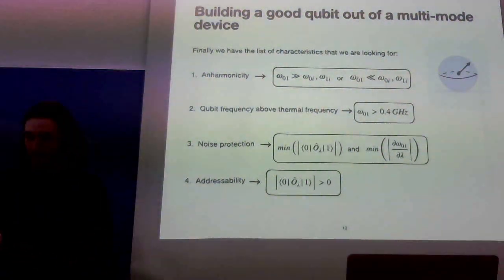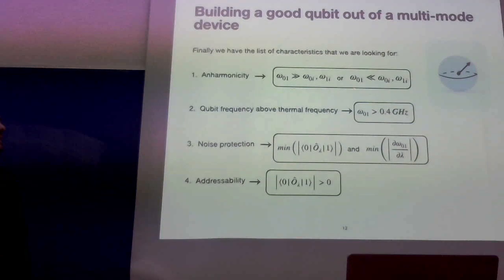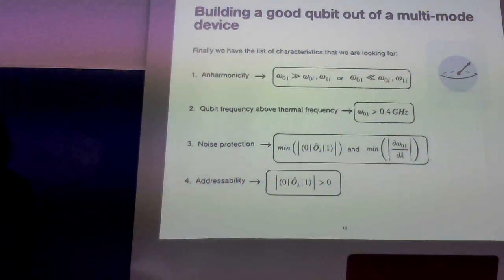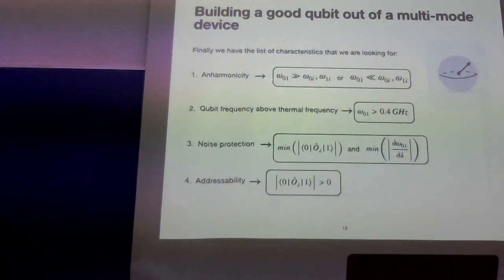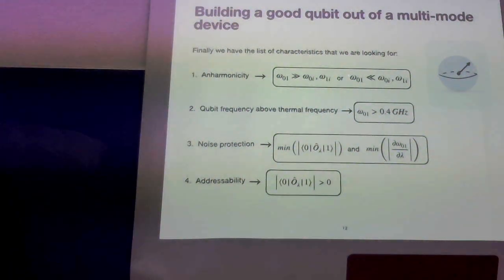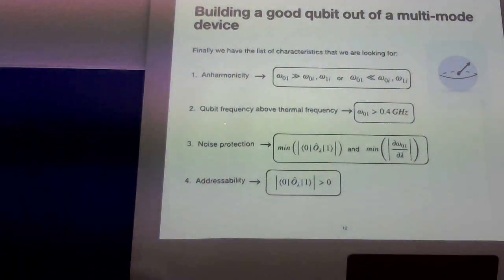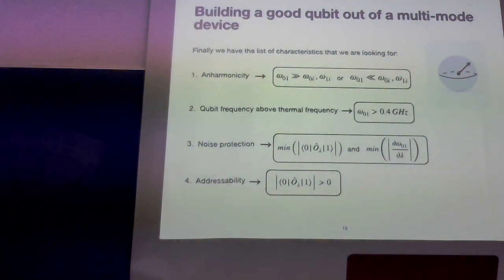So finally, we've arrived at all the characteristics we are interested in having in our system so as to work as a good qubit. We need a large anharmonicity, we need this transition 0,1 to be larger or smaller than the rest of the transitions of the spectrum. We need the qubit frequency to be above the thermal frequency.